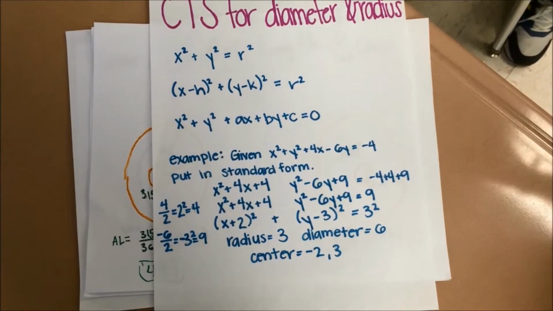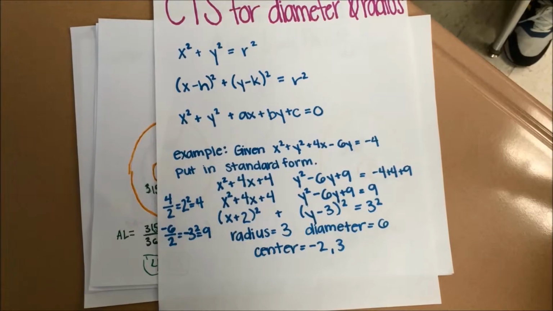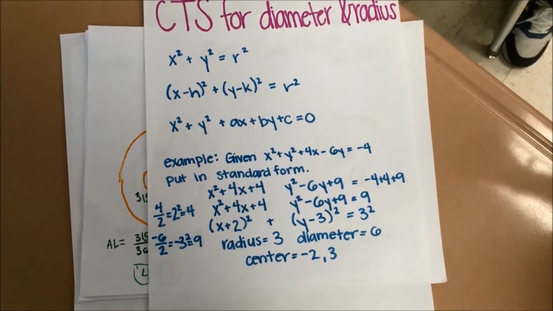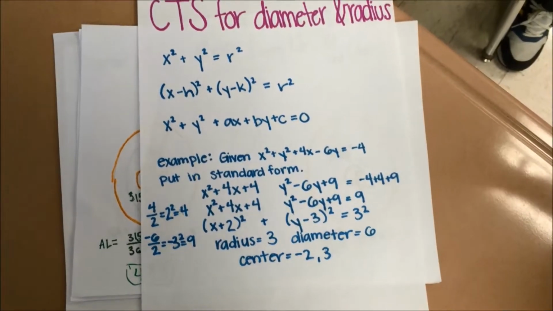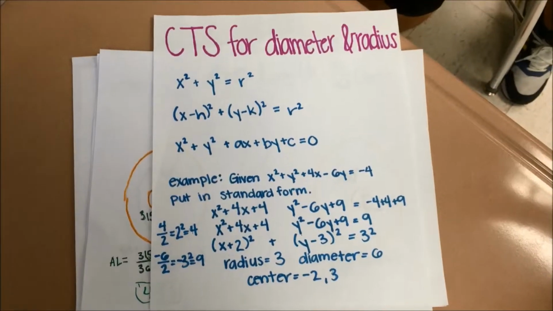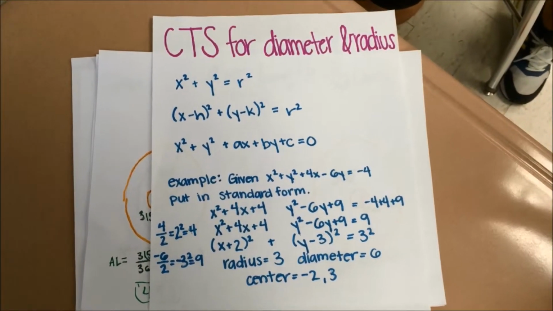Then you factor, so you'd have (x plus 2) squared and (y minus 3) squared, which equals 3 squared, where the radius will equal 3 and the diameter will equal 6. And the circle is centered at (-2, 3).